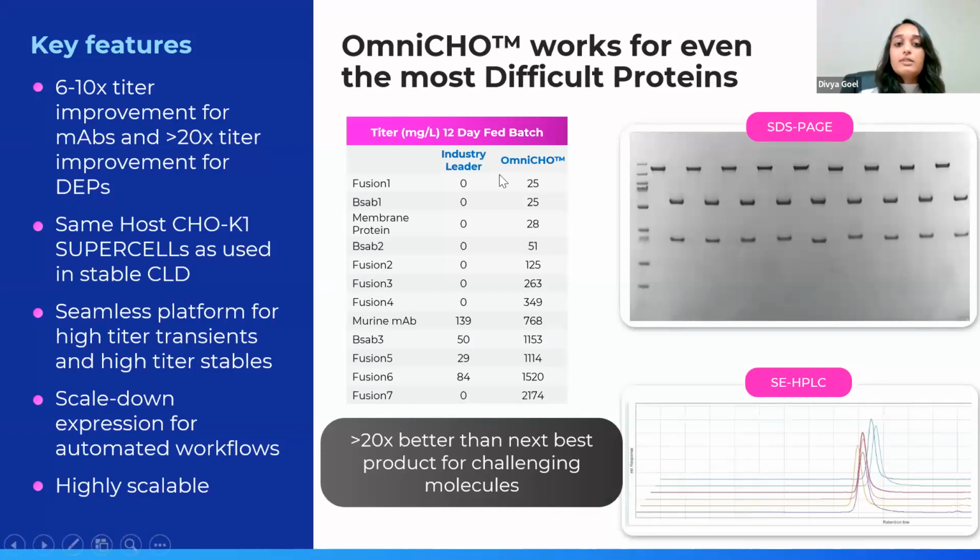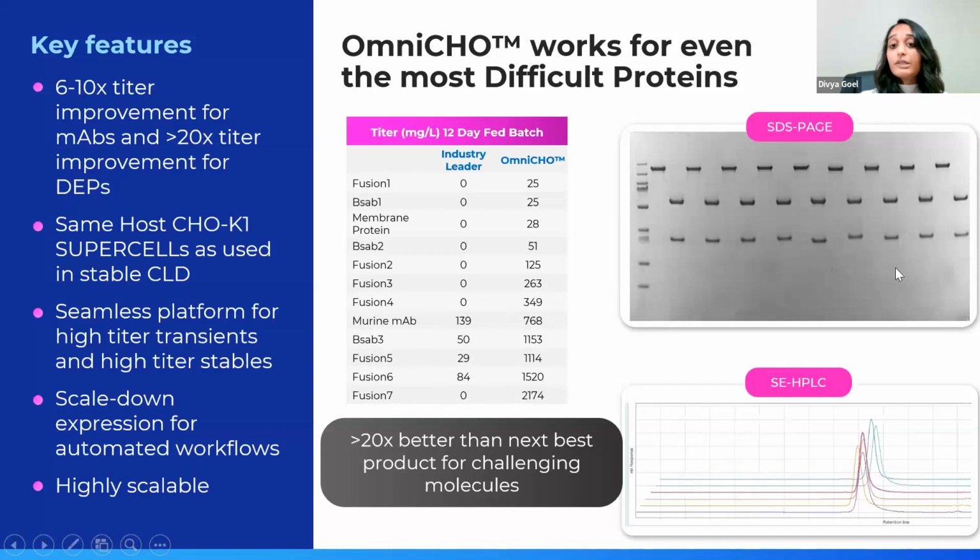The previous data set showed the expression level for several benchmark molecules that were well behaved. In this table, we're showing the actual titers for a subset of molecules which are considered difficult to express, or in some cases, as you can see here, there was 0 expression in the industry-leading transient transfection kit. These include molecules like several fusion proteins, bispecifics, and membrane proteins. They're completely zero in the industry-leading platform, and in our OmniCho system, in some cases we're getting some expression, and in some cases fairly decent expression. At the end of this table, there was some expression in the industry-leading platform, but in our system we were getting exceptional titers of about 1 gram per liter, whereas in the industry-leading kit we were getting about 100 mg per liter or less.